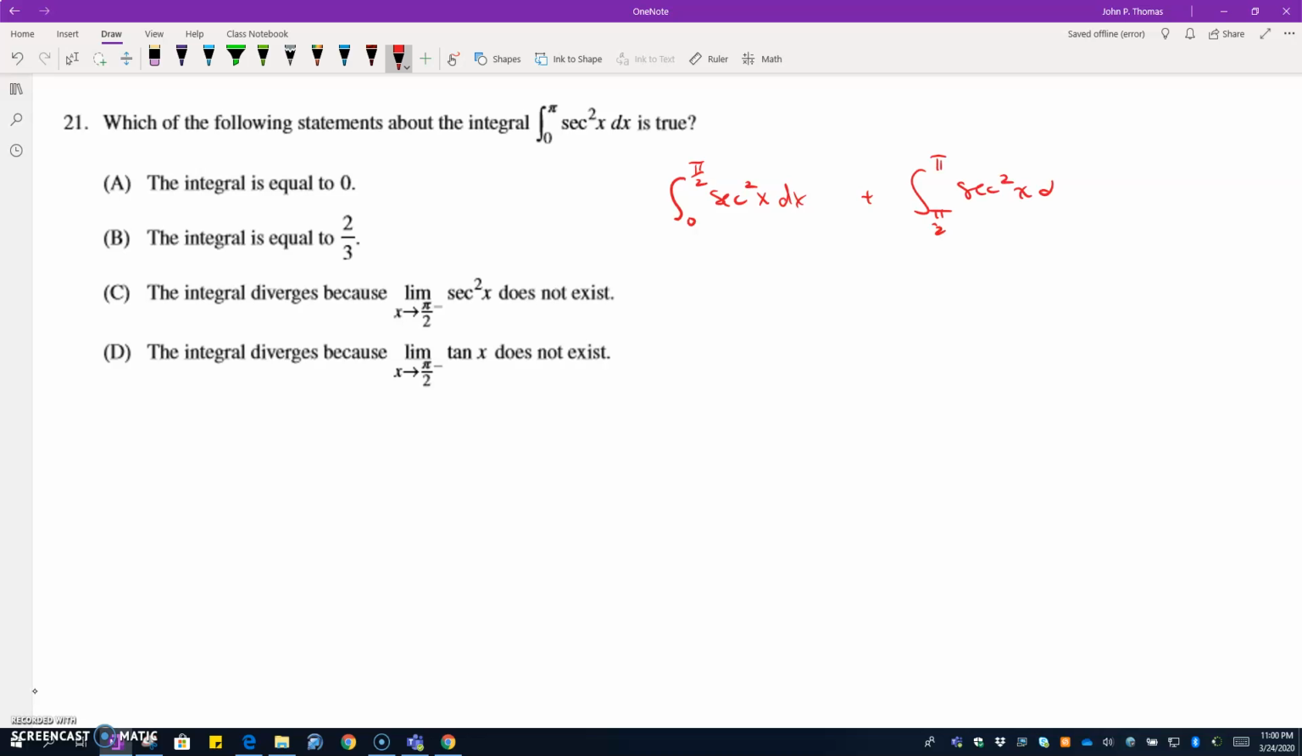squared x dx. Now, depending on how comfortable you are with the graphs of these, you might know something about symmetry that would allow you to condense this. I'm going to go under the assumption we don't, since it's a non-calculator part of the test.